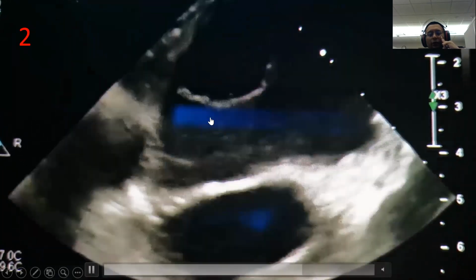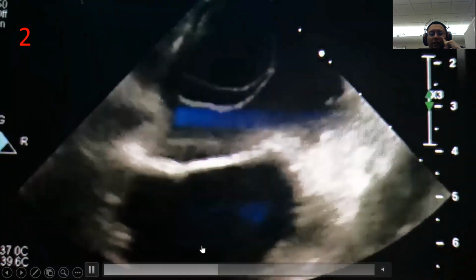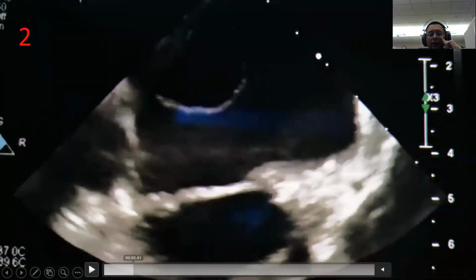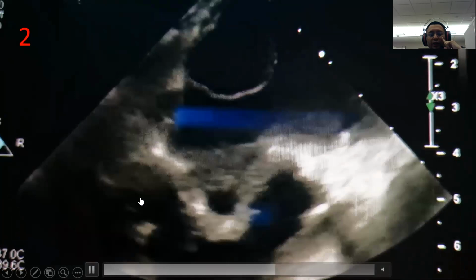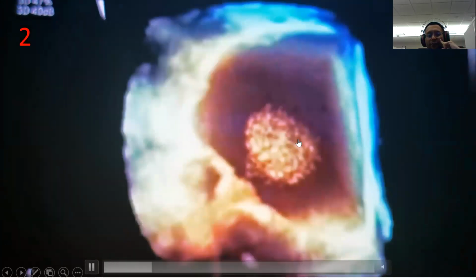But the problem with echo, of course, is that it is a two-dimensional view. Sometimes it's difficult for you to see what is happening. So from here, it might look like a cyst, but from a different angle, it might look like a different thing. So I wanted to show you the value of using a 3D transesophageal echocardiogram. So let's say we do. I change to you now. Now this is the 3D echo. So that's the left atrium, and this is the mass there.